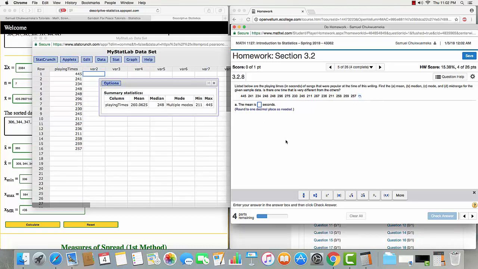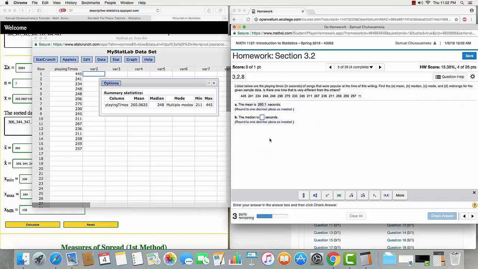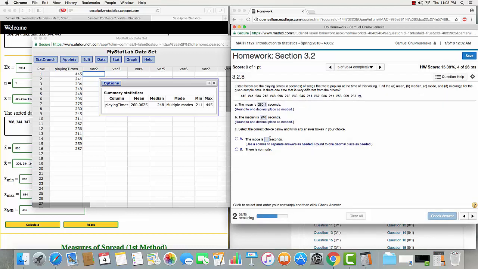So the mean to one decimal place would be 260.1. Okay? The median would be 248. The mode, StatCrunch, if there are multiple modes, StatCrunch does not compute it. So that's the limitation of StatCrunch. I hope they also fix it. Limitations of StatCrunch that we've seen so far: they didn't put mid-range, and if there are multiple modes, they don't do it.